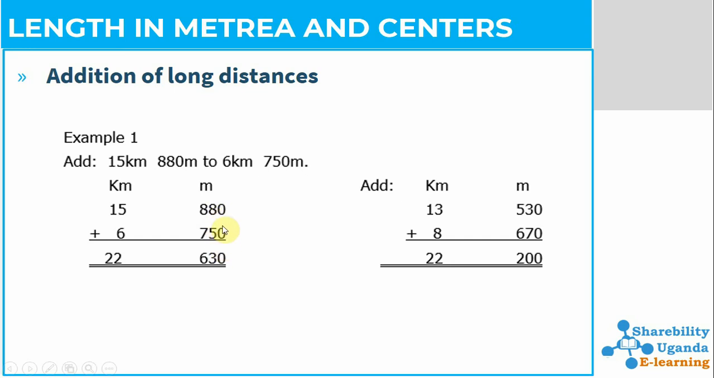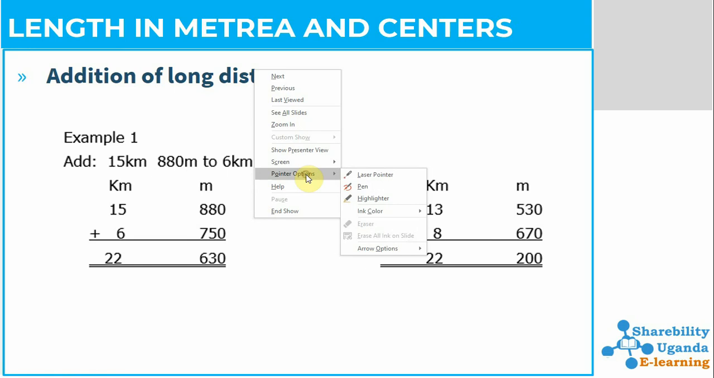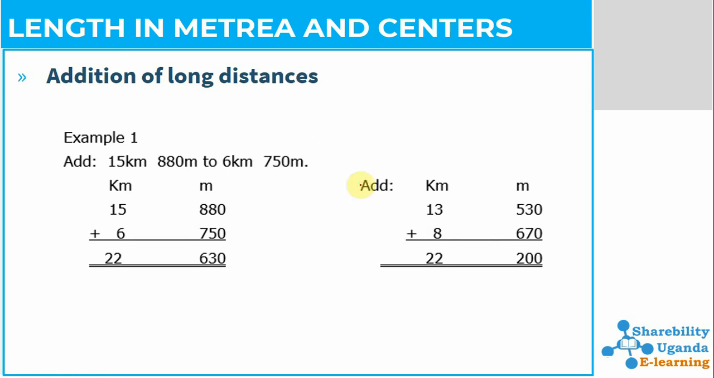We have 0 plus 0, we shall come up with 0. And also if we add 8 plus 5, we shall come up with 13. Okay, let me show you here. 8 plus 5, we come with 13. So we write 3, and we carry 1.